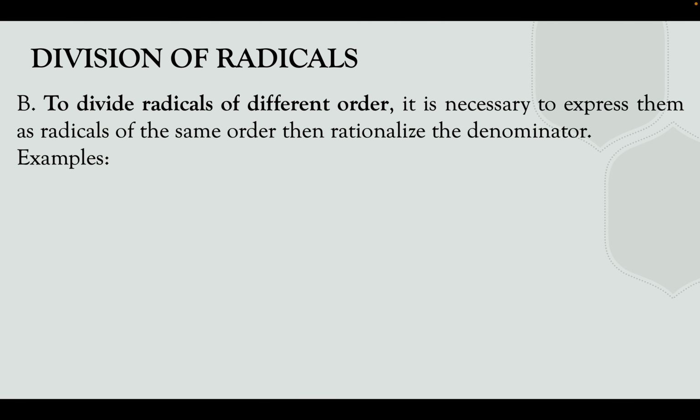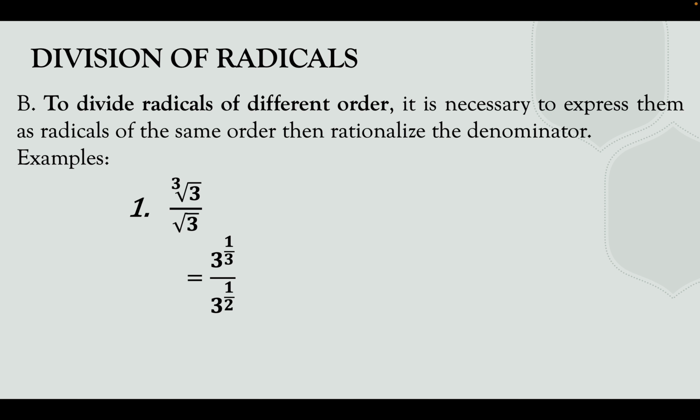To divide radicals of different order, it is necessary to express them as radicals of the same order, then rationalize the denominator. So we have the cube root of 3 over the square root of 3. That means they have different indices. So we need to change this into rational exponents. So we have 3 raised to 1/3 over 3 raised to 1/2.